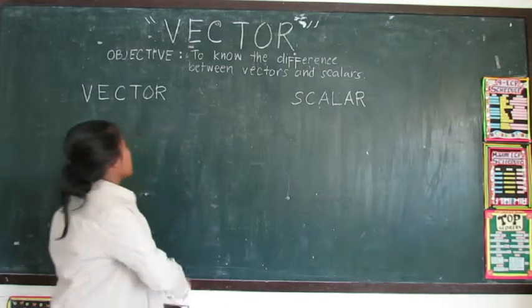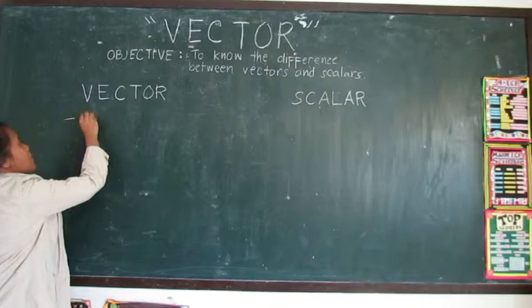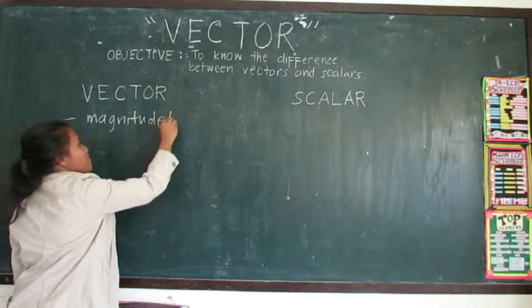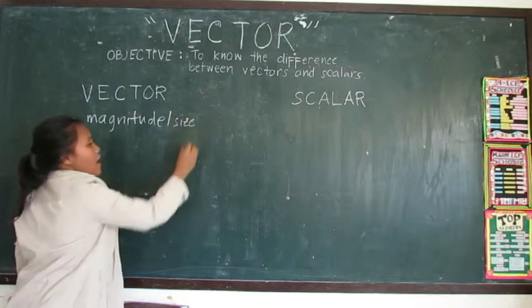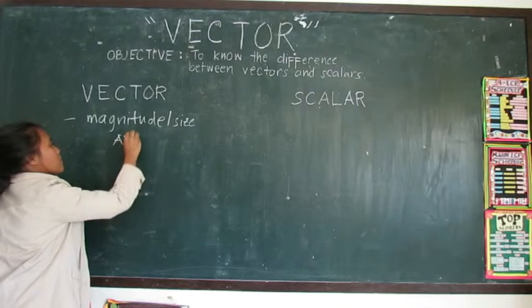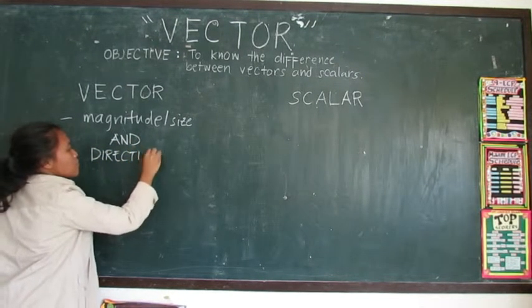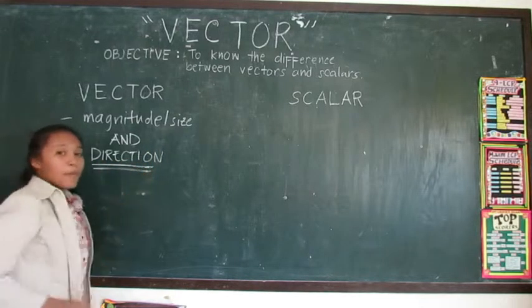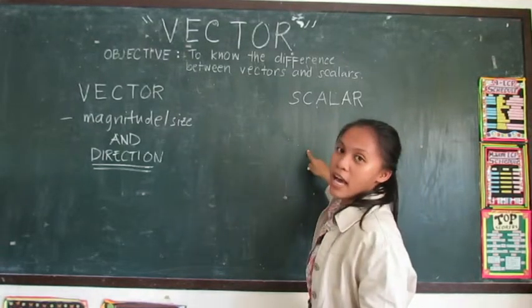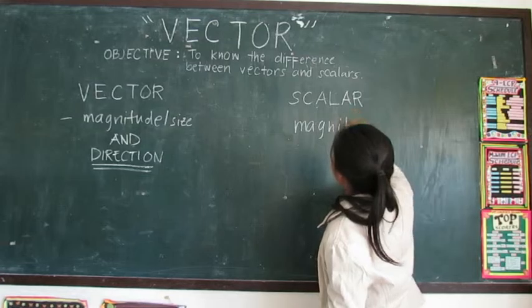Vector quantities have a magnitude or size and a direction. But what about scalar? Scalar quantities only have magnitude or size.